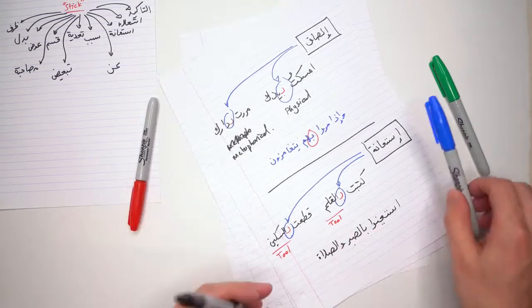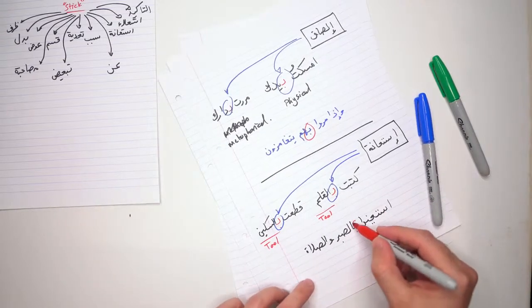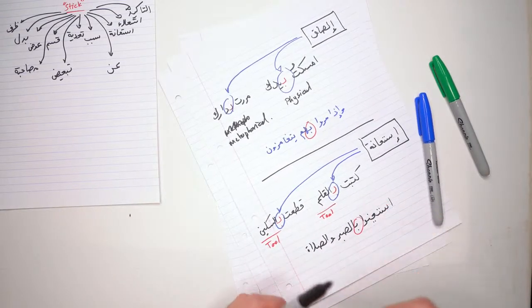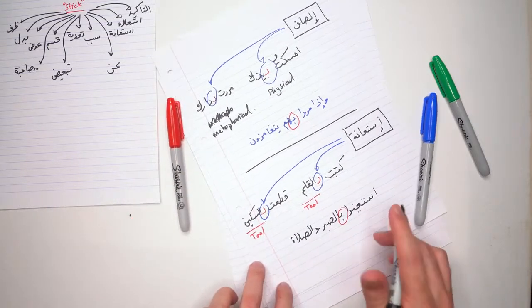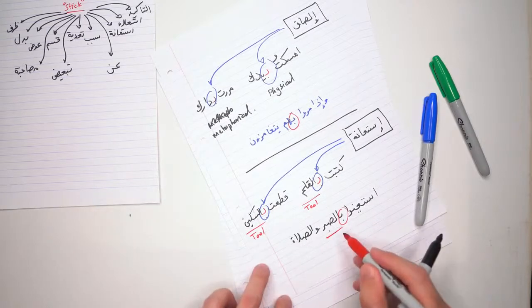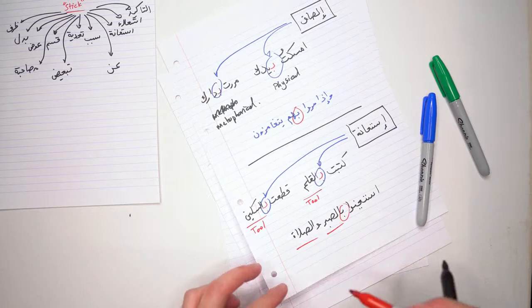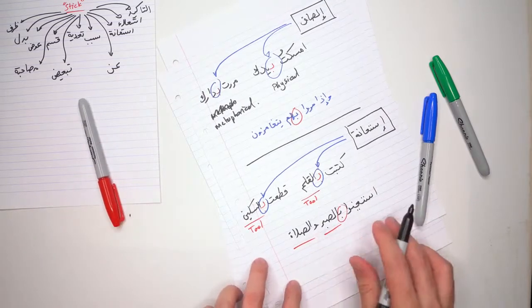Yeah, ista'inu, I should have done it in blue, but it doesn't matter. So you got the ba there, right? So seek help. What's the tool you should use to seek help? Sabr and salat. So these are the 2 tools that you're going to use to seek help. So ista'inu bis sabr was salat.